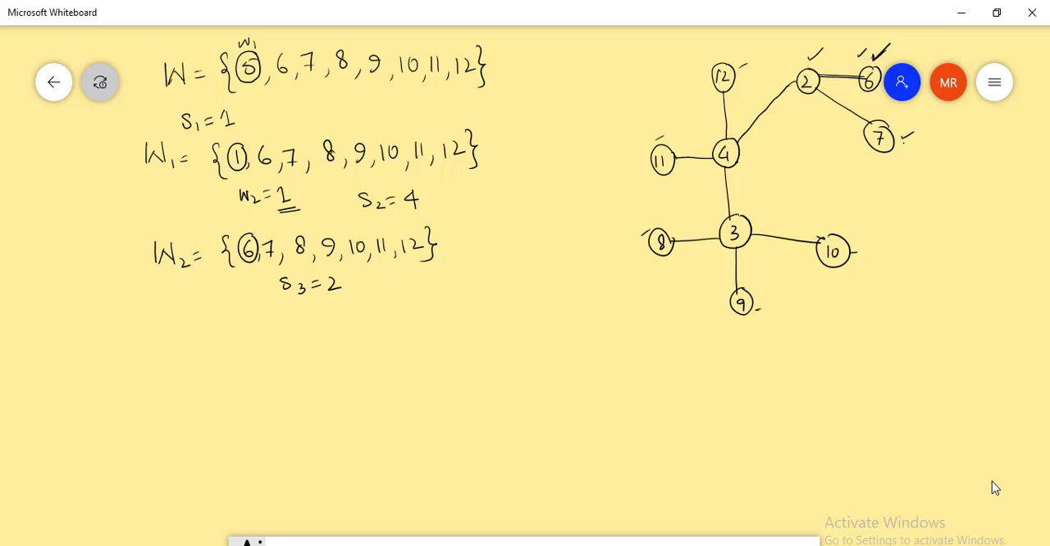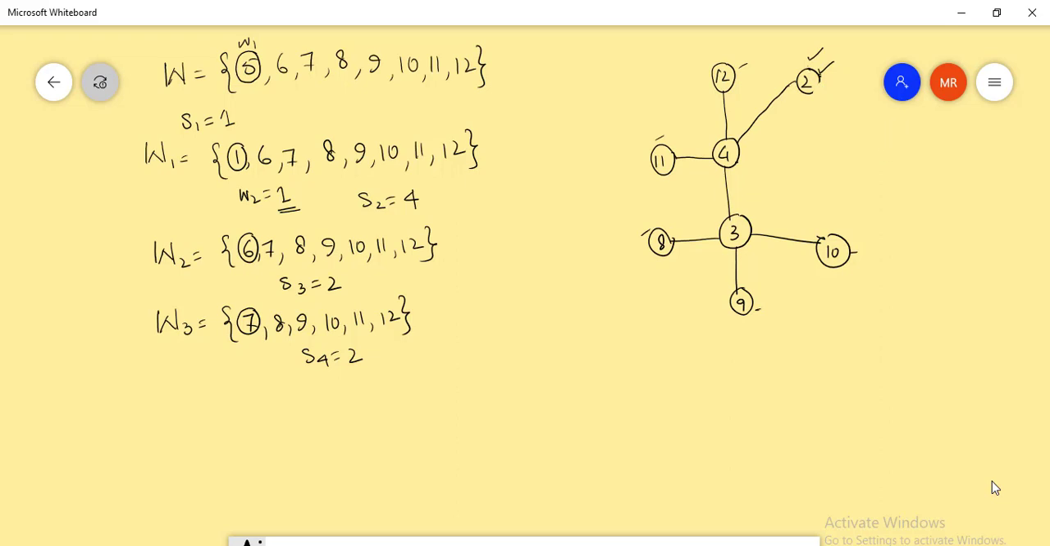And as done previously, we delete this vertex from the tree and we find the set W3 of terminal vertices. So the set W3 of terminal vertices is now 7, 8, 9, 10, 11, and 12. And the vertex adjacent to vertex 7 has label 2. So S4 is 2. And we delete this vertex 7 as well.